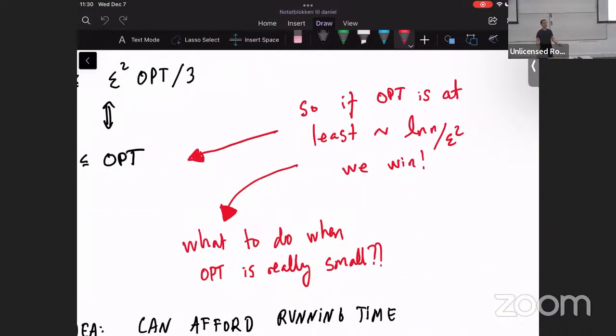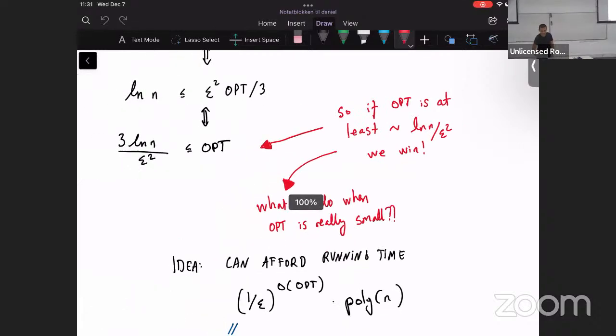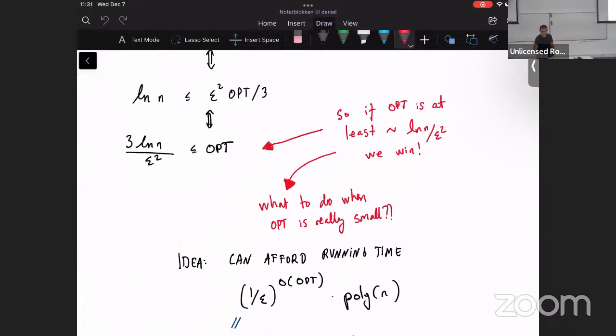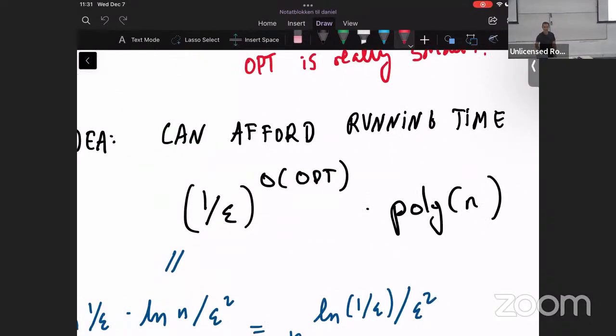Okay, so now what we have to figure out is, what do we do when opt is really, really small? Well, if opt is at most log n, and we can afford polynomial time, then we can afford to have algorithms that run in time 2 to the opt. Because if opt is log n, then 2 to the opt is 2 to the log n, which is polynomial in n.